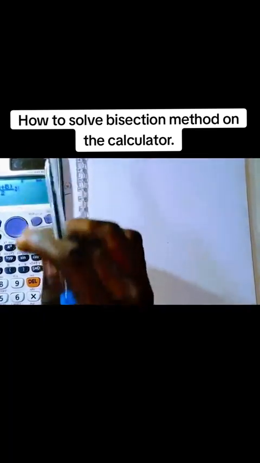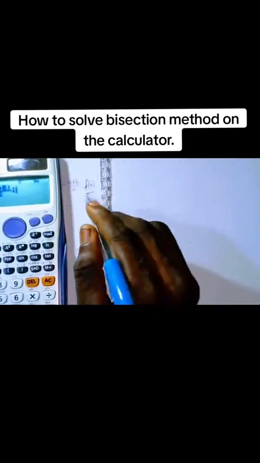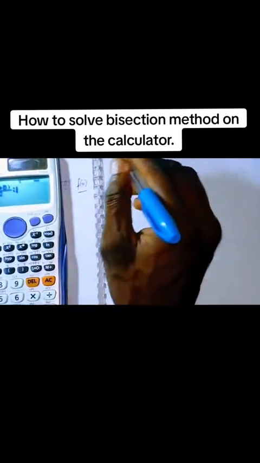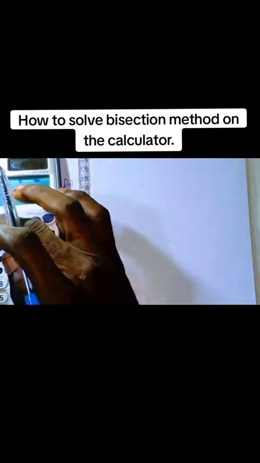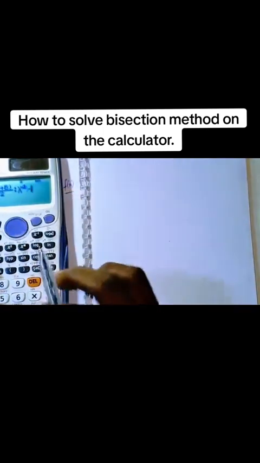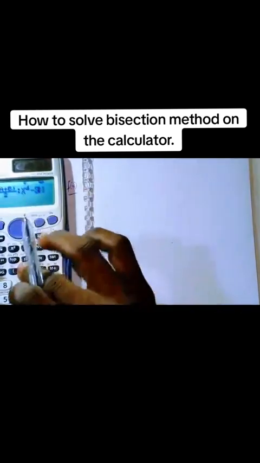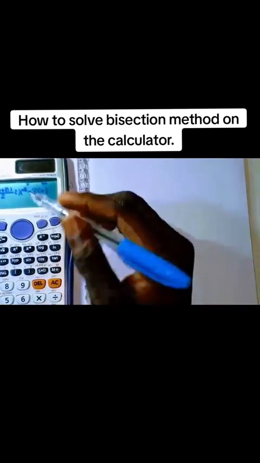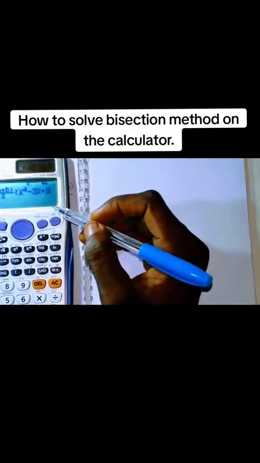Then after that, you create this other section for the function. The function I'm working with is x raised to the power 4 minus 3x plus 1. So you press x raised to the power 4, then minus 3x, then plus 1.